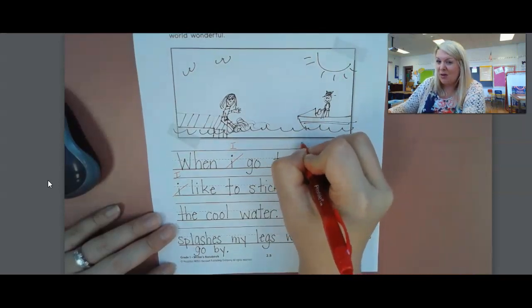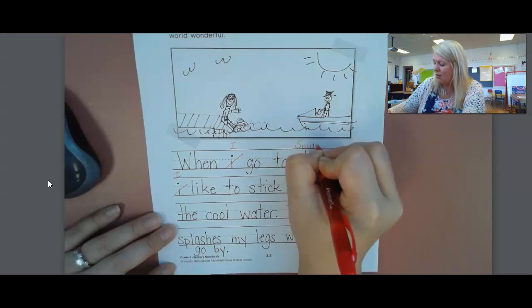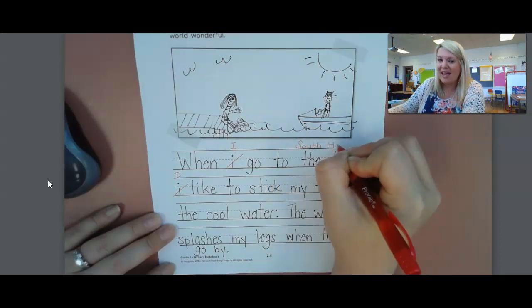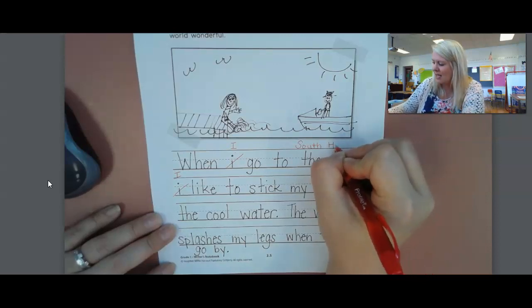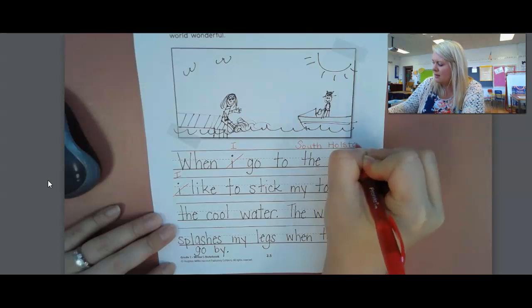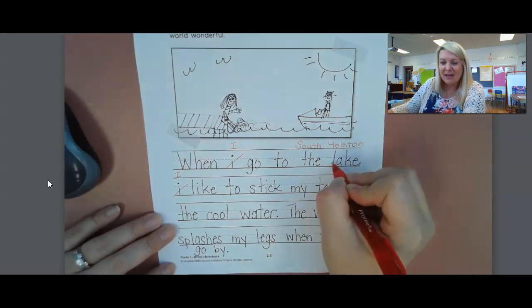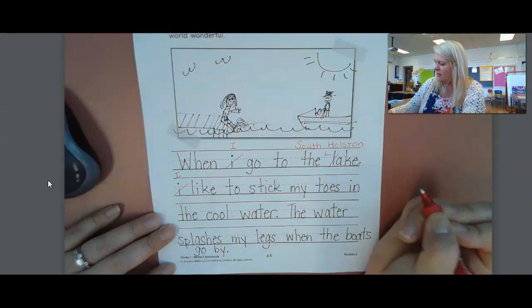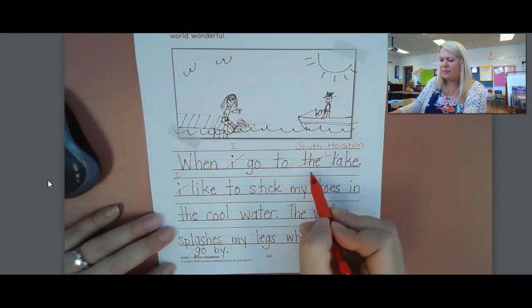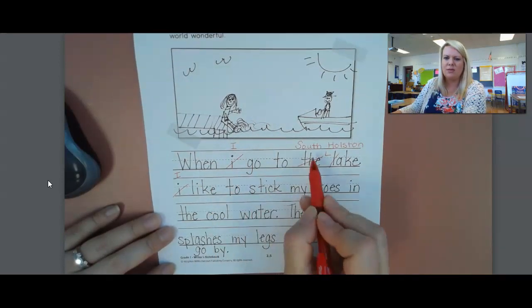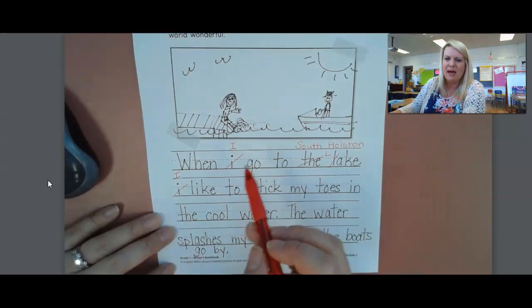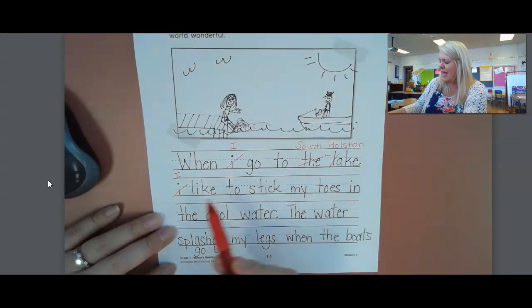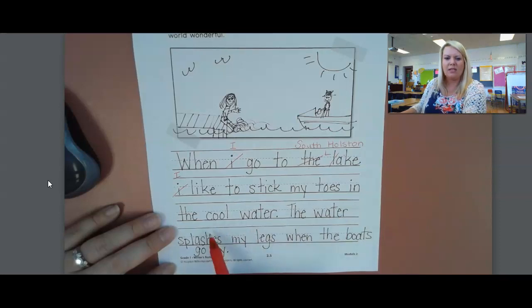So it's going to be a capital S, South Holston with a capital H because it's a specific place. South Holston. And then Lake actually has to be capitalized too because it's a part of this name. So I'm going to make this into a capital L. And I'm going to take away the word the, because when I go to the South Holston Lake, I guess it would make sense, but I'm going to say when I go to South Holston Lake, I like to stick my toes in the cool water. The water splashes my legs when the boats go by.